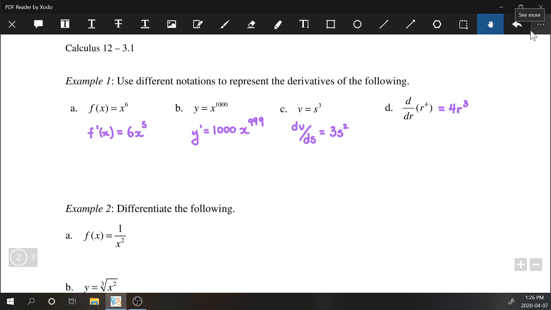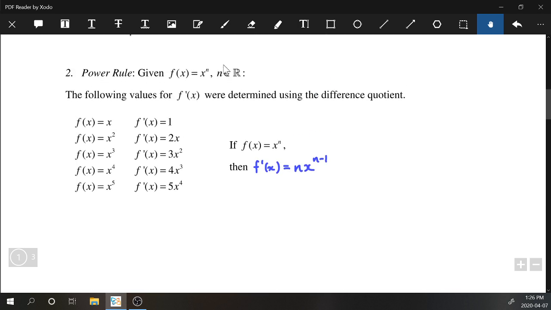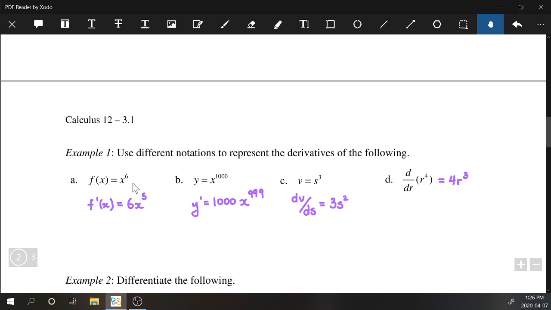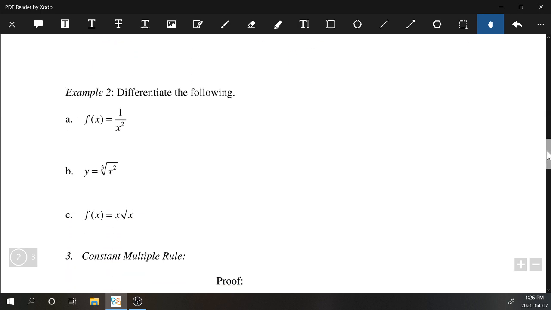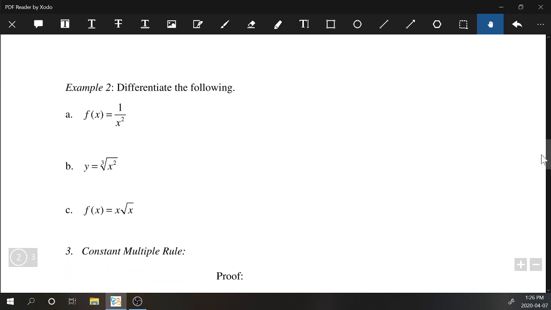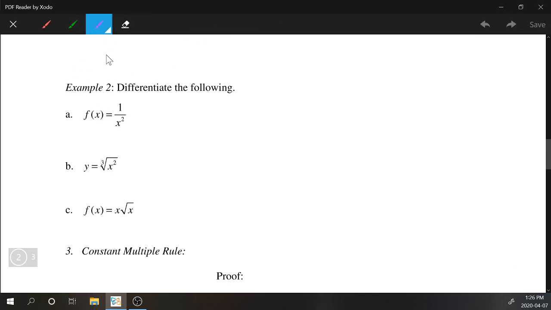So if you notice, what we said about the rule in the previous page is that this works for real numbers. So n doesn't have to be a natural number, as it is the case here. You have 6, 1000, 3, and 4. Now this will also work if we have negative powers of x. So let's look at example 2 together. And you can see here, for example, we have f of x equals 1 over x squared, which of course you know can be written as x to the negative 2 power.